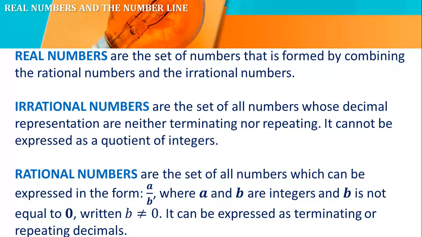Yung kaibahan naman ng rational numbers, set of all numbers naman siya, which can be expressed in a fraction, kunyari, A over B, where yung A is the numerator and B is the denominator, pareho silang integers. And then, hindi pwedeng mangyari na yung denominator natin na B ay equal to 0 kasi magiging siyang indefinite number. So, written B is not equal to 0. It can be expressed as, so pwede siyang ma-terminate, halimbawa 2.7, yung decimal digit niya ay nag-terminate or tumigil. At pwede din siyang maging repeating decimals like yung 3.333, 6.6666666, ganon. So, repeating decimals ang tawag doon. And under sila ng rational numbers.